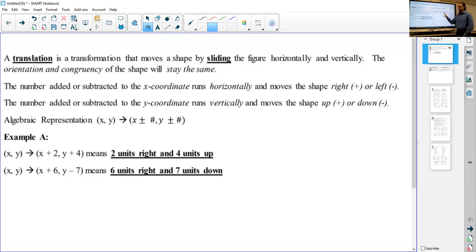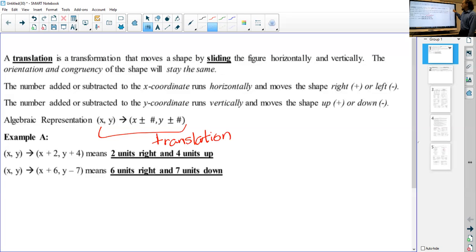Okay, that's translations. It's not too difficult, but this is the only time: anytime you have an answer choice and it's got a rule that looks like this, it has to be a translation. This cannot be any other transformation but a translation.